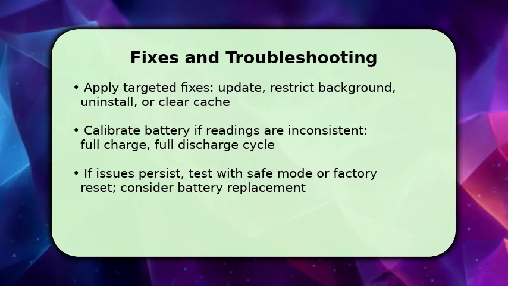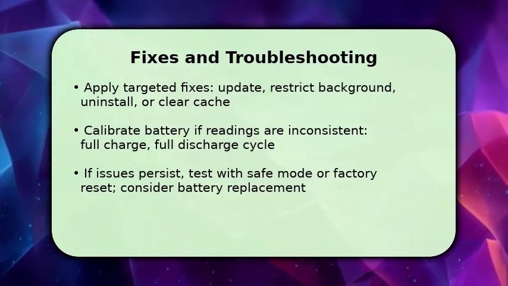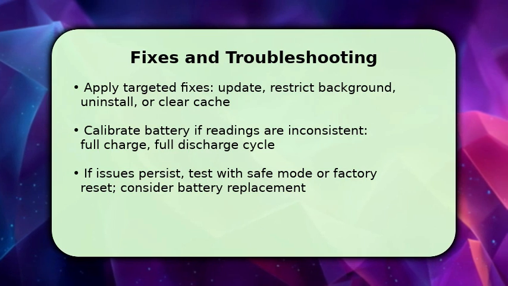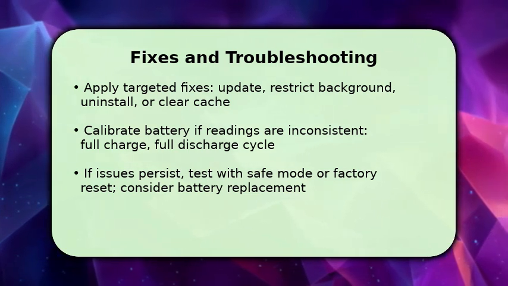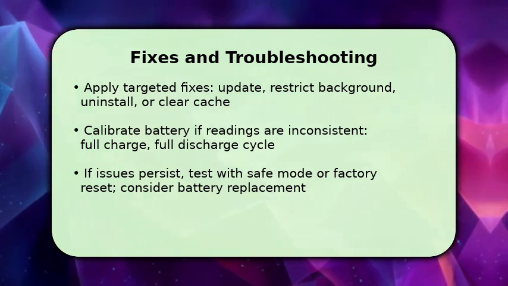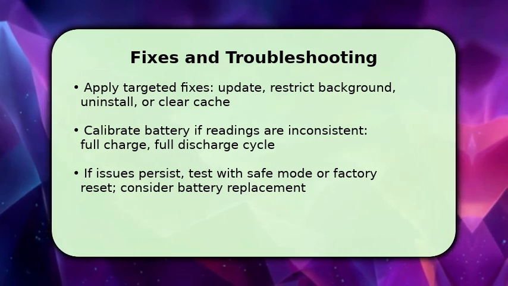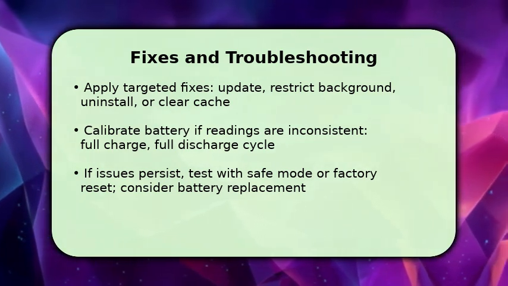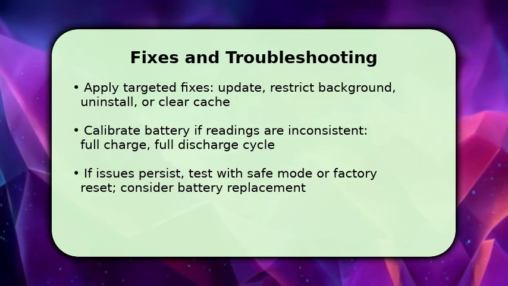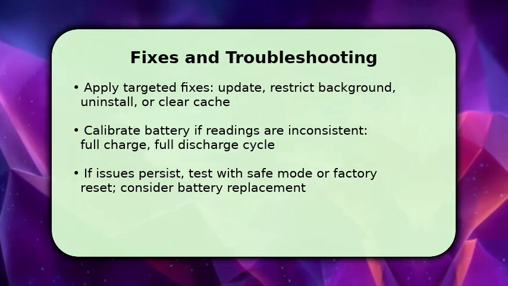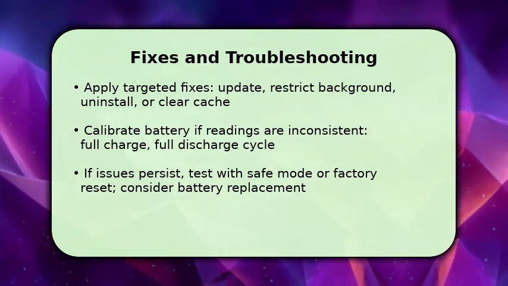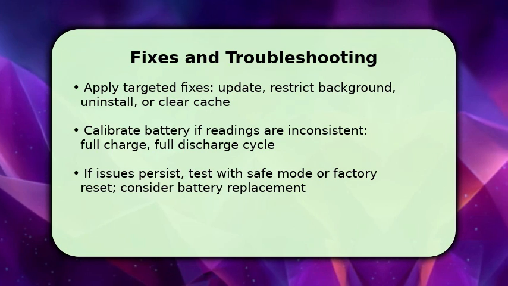You finish by applying focused remedies and validating results. Update apps and OS, restrict or remove offending apps and clear cache, then rerun the same controlled test to confirm improvement. If readings seem inconsistent, perform a calibration. Fully charge, then fully discharge once, and repeat. This aligns software estimates with actual capacity.